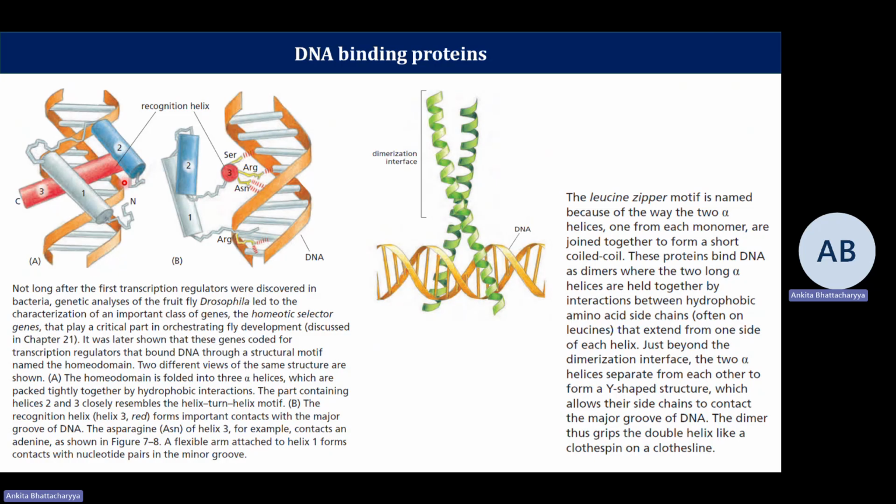The recognition helix, shown here as helix 3 in red, forms important contacts with the major groove of the DNA. If you look at this figure, you would see that recognition helix 3 is able to form important contacts with our host DNA. For example, the asparagine, or ASN, of helix 3 contacts an adenine.